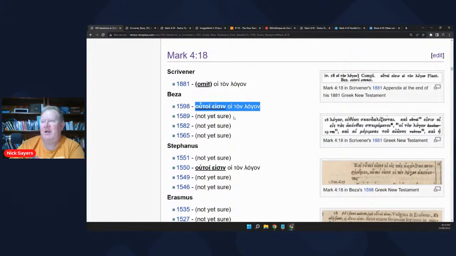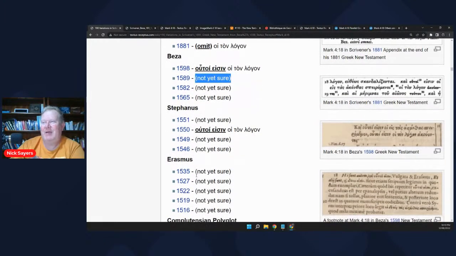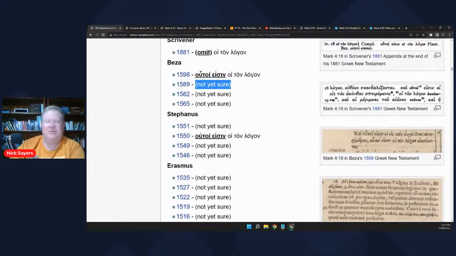If I've got "not yet sure," that just means I haven't had time to look these up. I could easily spend half an hour going through all these, but most of the time I find it's unnecessary. I don't usually rush to do that, because it is a lot of work to do that for each verse.